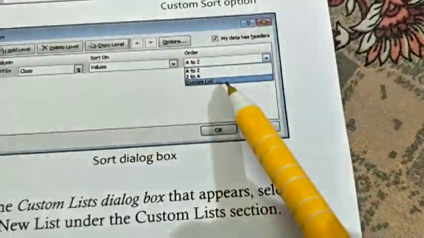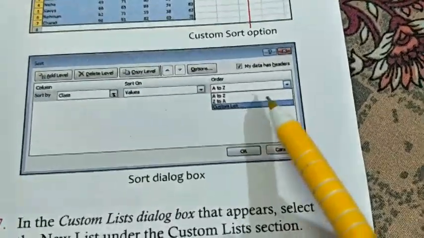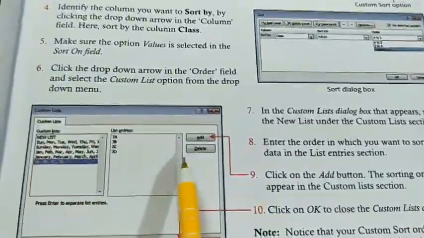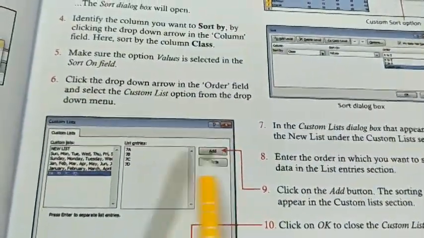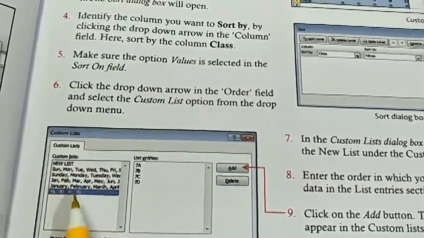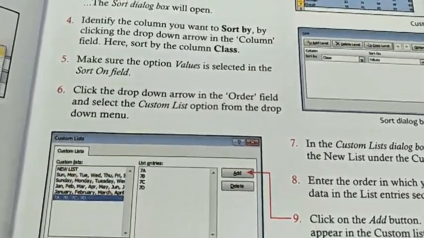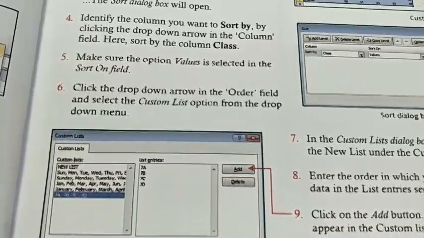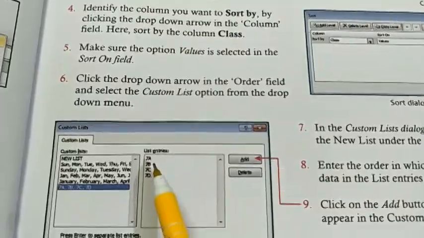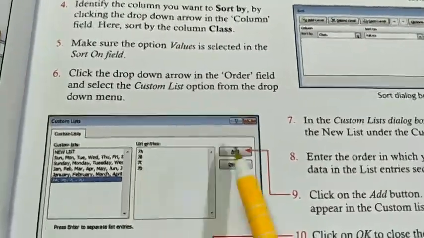Then here you will click the custom list option. You will click on the custom list option, then you will click on the OK option. Then you will see this, means here you will add the values according to which value you want to sort the data. So one by one, 7th A, 7th B, 7th C, and 7th D you will add.